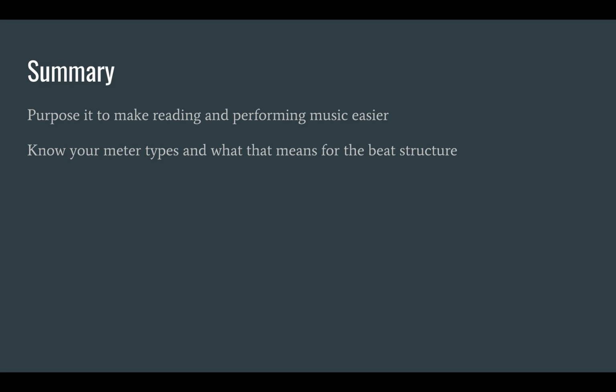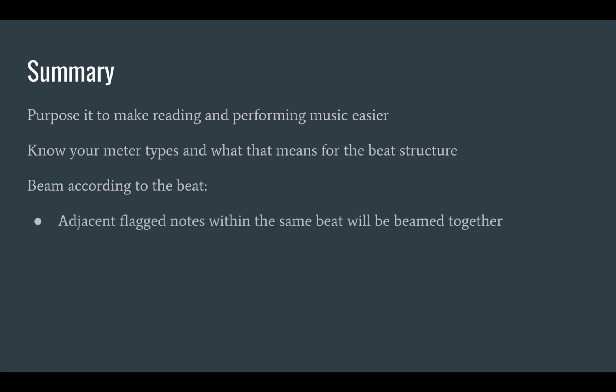You have to know your meter types, and you have to know what that meter type means for the beat structure. How many beats are in each measure, and how many parts does each beat have? Then you beam according to that beat. That means that adjacent flagged notes, eighth notes and sixteenths, within the same beat will be beamed together. It also means that notes that are beamed and tied within the same beat would just become a larger note. If they're part of a separate beat, they would be split into smaller notes.